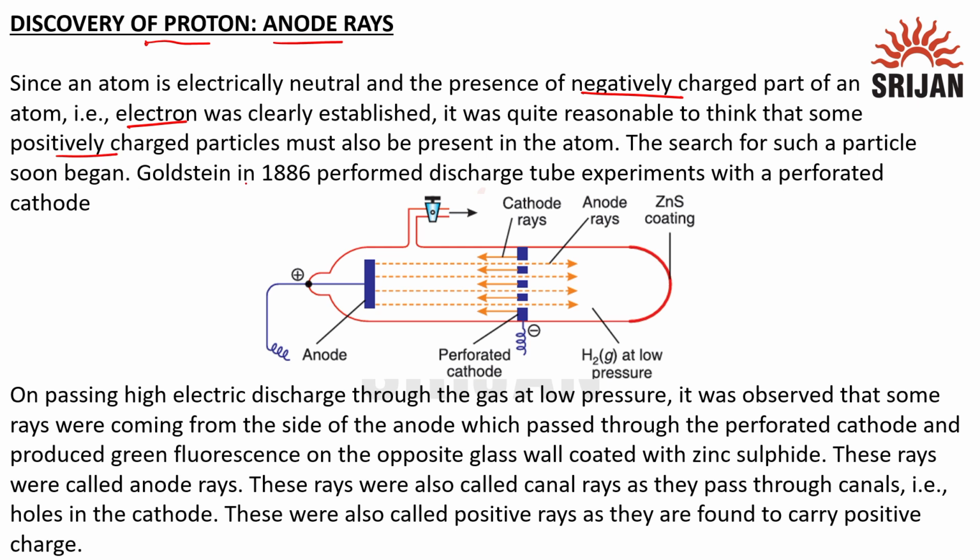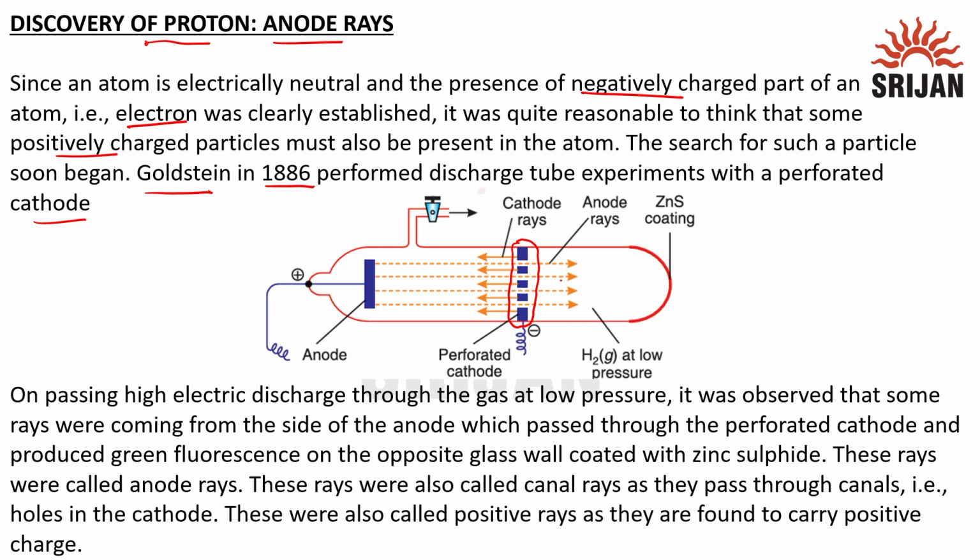That's why there must be an equal amount of positive charge in an atom, right? So that's why in the year 1886, Goldstein performed an experiment to find the positively charged particle by the discharge tube experiment. Here he took a perforated cathode tube. That means you can see here the electrode, that is the cathode, is perforated. That means it has small pores inside it. So what happens on passing a high electric discharge through this tube?